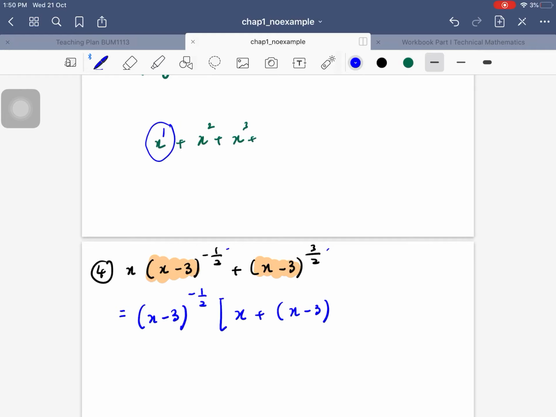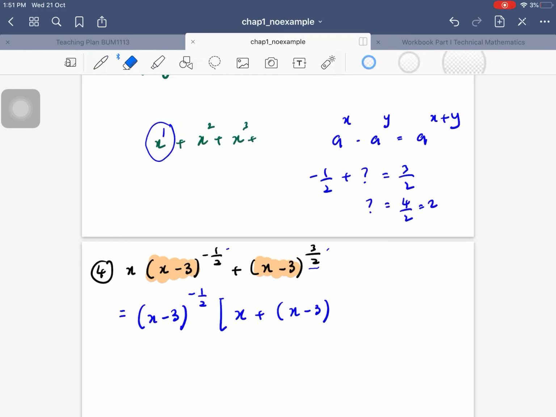The thing that we know is that when you have, for example, a to the power of x multiplied by a to the power of y, this is going to be a to the power of x plus y. So when I have these two powers, they are supposed to become 3 over 2 again. So I'm going to have negative 1 over 2, plus whatever that is, which is going to equal 3 over 2. So my whatever power is going to be 4 over 2, which equals 2. So therefore this is going to be to the power of 2. Right, so that is how it looks.